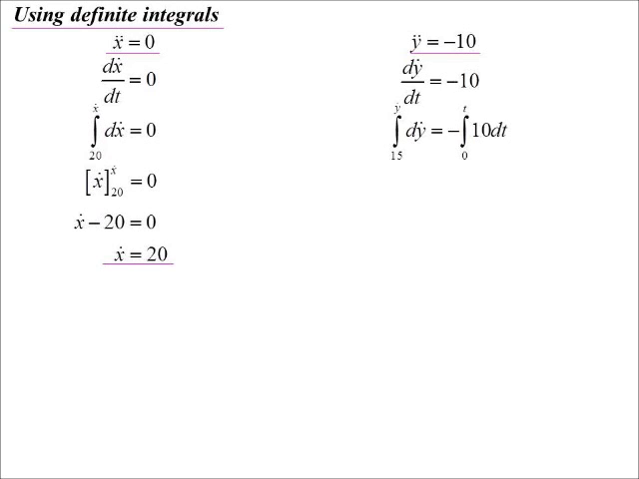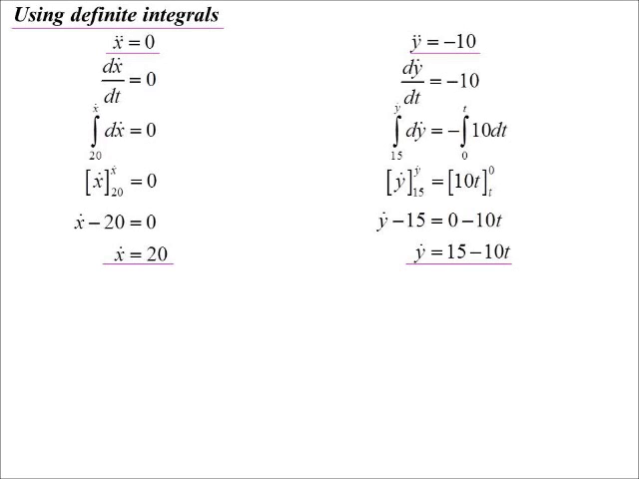When t equals 0, y dot was 15. I'm trying to get an expression for t and y dot. So I match up the values. Integrate, sub in, move the 15 over, we get the same equation.